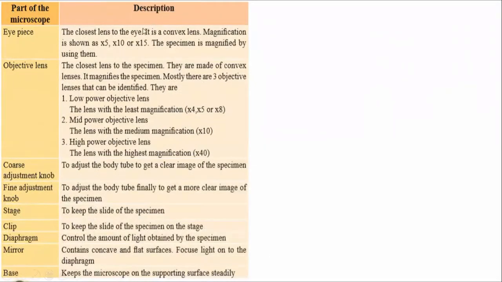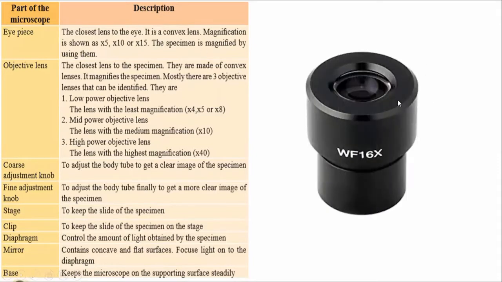All right, so as you can see this image, it has been extracted directly from your textbook. So let's read it. Part of the microscope, eyepiece, and a description: the closest lens to the eye. It is a convex lens. Magnification is shown as times 5, times 10 or times 15. The specimen is magnified by using them. So here is a zoomed in picture of the eyepiece from the microscope. All right, you can take a look at it.